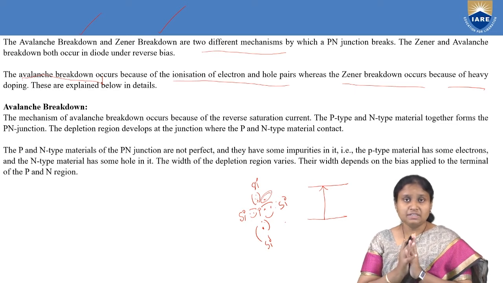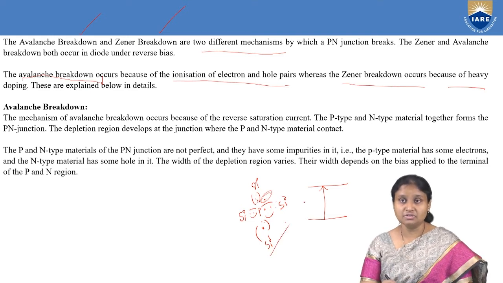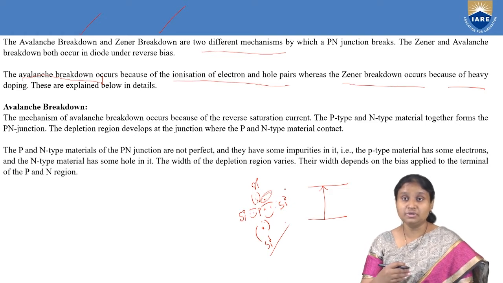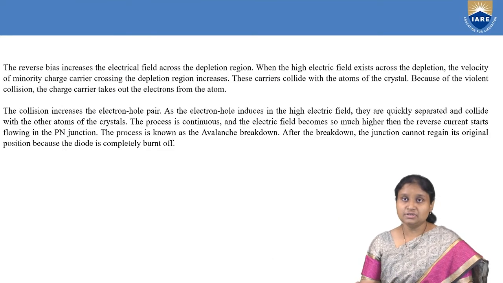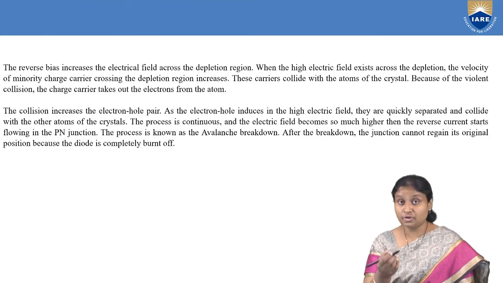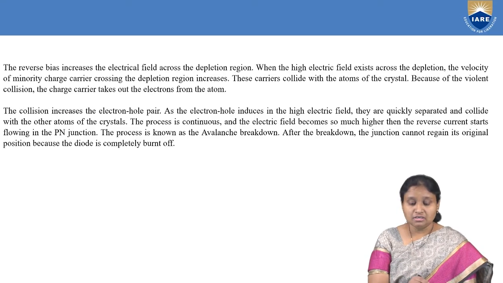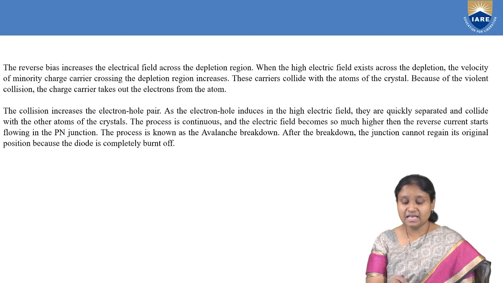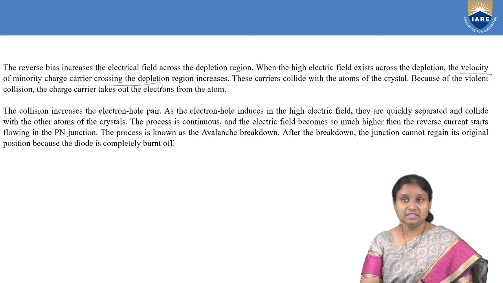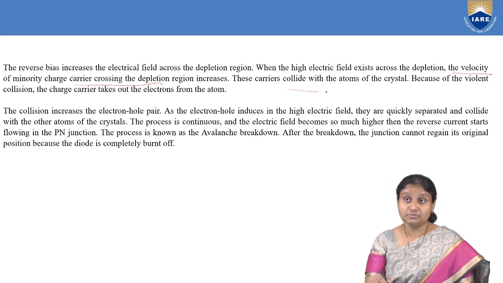So as I told you, avalanche breakdown occurs in a normal diode, and it is because of ionization of electrons. And of course, in a normal diode, the width of the depletion region is going to change with reverse bias voltage. Now, when we talk about the ionization process in avalanche breakdown, first, the minority charge carriers gain energy, and these minority charge carriers are going to collide with atoms of the crystal.